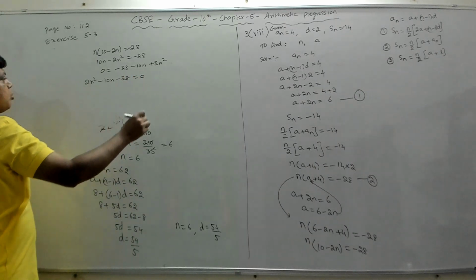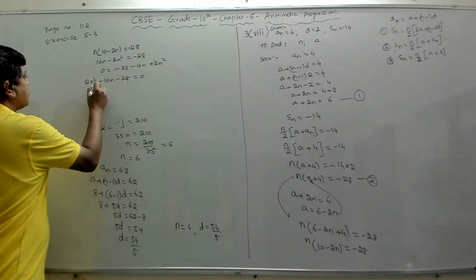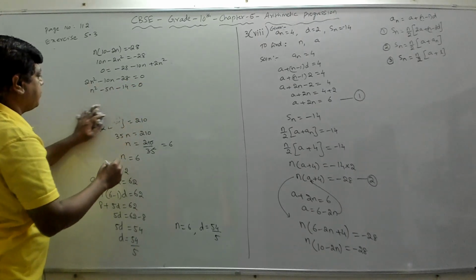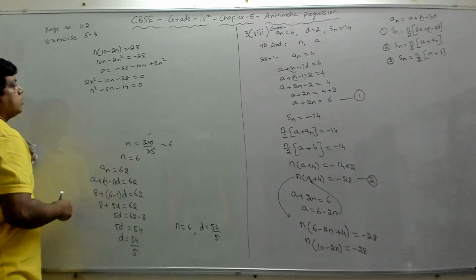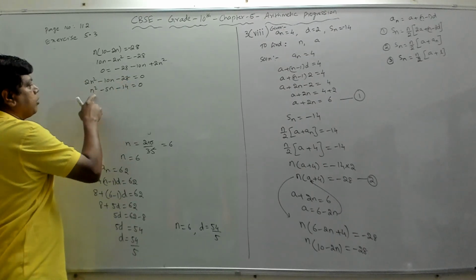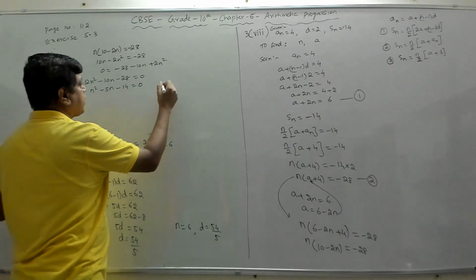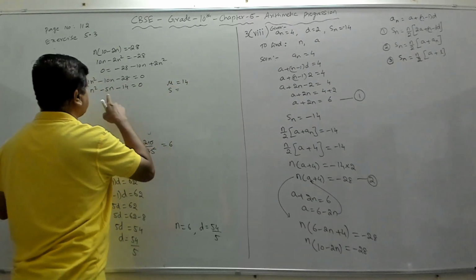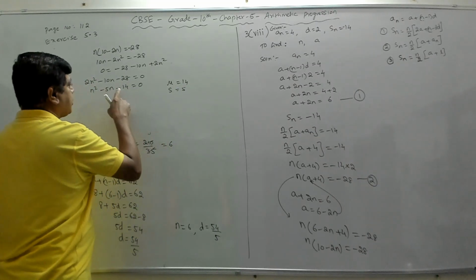Now I can cancel throughout by 2. n square minus 5n minus 14 equal to 0. Right? If I cancel throughout by 2, the 2 is common. I am dividing each term by 2. I will get this. Now we have to factor. So multiplied, I should get 14, and if I subtract, I should get this 5. Why subtract? Because this is minus.